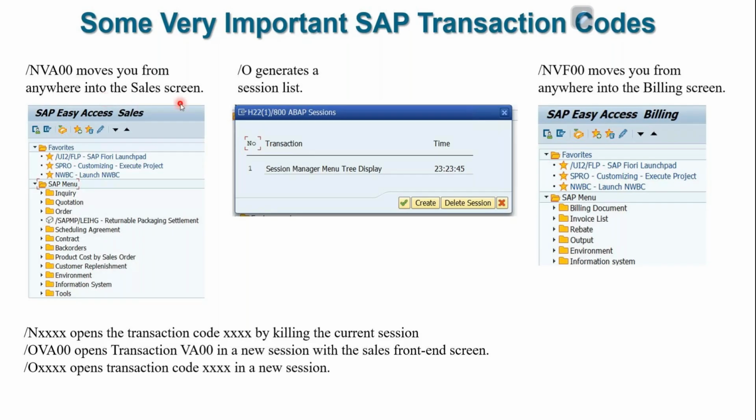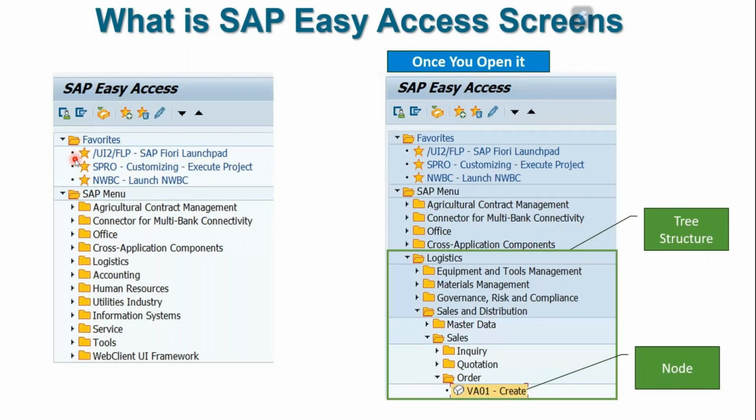Okay, now these are some important transaction codes which you will see and you will use. /N VA00 moves you from anywhere to the sales screen. Okay, wherever you are. Say you are in purchasing or you are in production and you want to come back to the sales screen. So /N VA00 brings you to the sales screen. Okay, this is the SAP Easy Access for Sales.